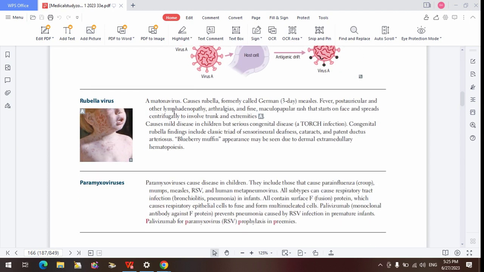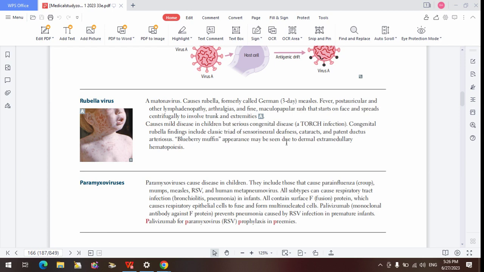So Matonavirus, rubella. Rubella is German measles. What does German measles cause? We've said it initially. Fever, a post-auricular rash, the arthralgia. And you can see the distribution of the rash is starting from the face and moving downwards centrifugally. You guys can see that it's not hard. Once you remember that German measles, which is rubella, is also measles, both of them follow the same distribution. Start on the face and move centrifugally to the trunk and the extremities. Then you just need to remember the other ones, which is the post-auricular lymphadenopathy. That's one of the classic findings. And the arthralgia. That is it. You are done with rubella.